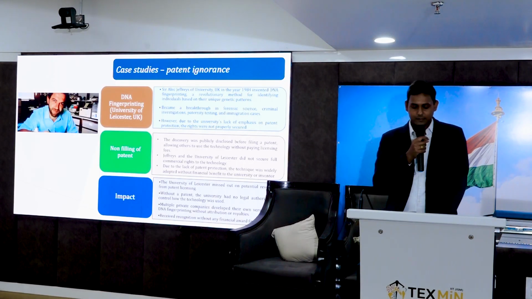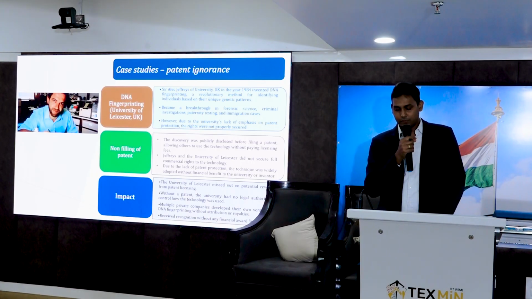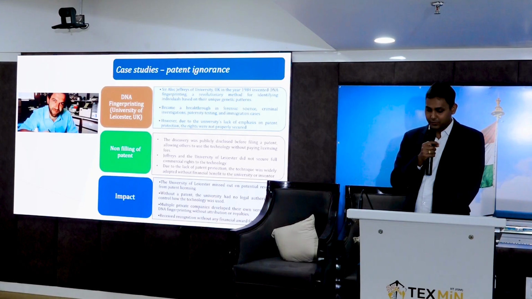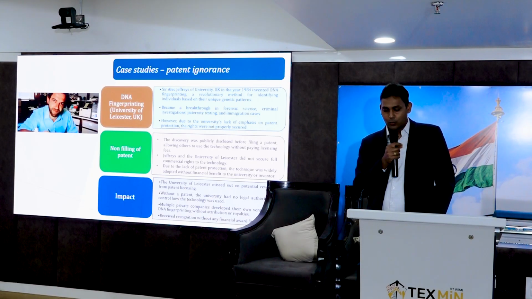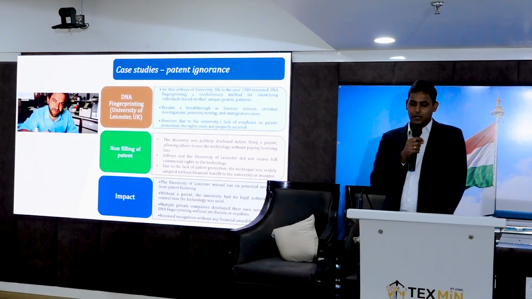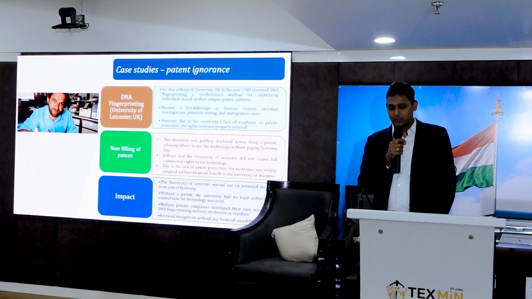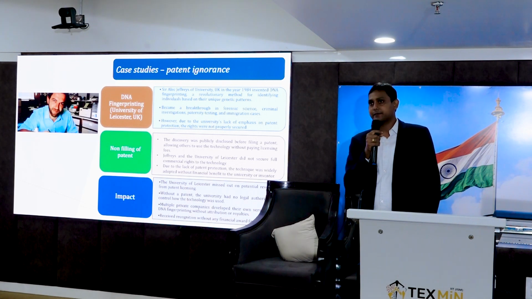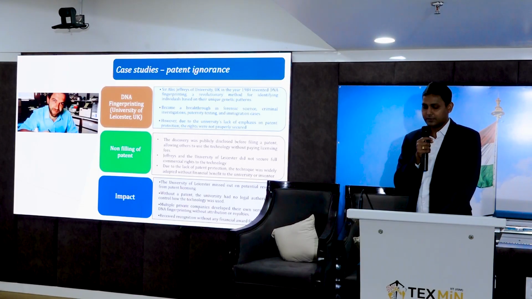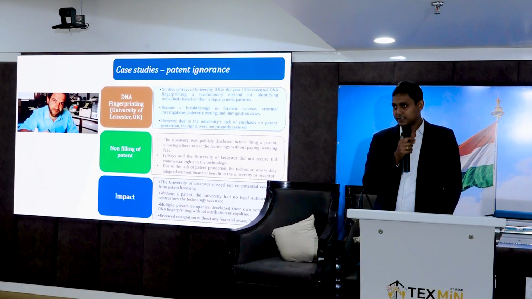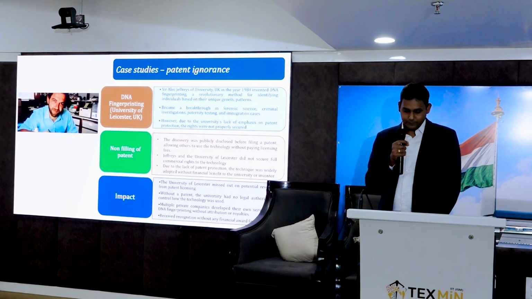Okay, so this is the impact. The University of Leicester missed out on the potential revenue from patent licensing. Without the patent, the university had no legal authority to control how the technology was used. They got the recognition obviously, because when you invent such a unique invention you will get some recognition, but without any financial benefit.